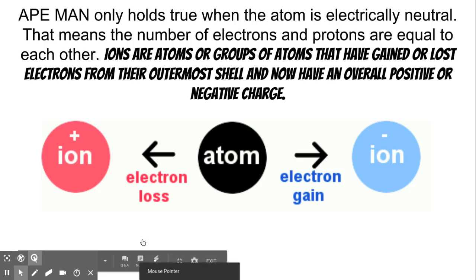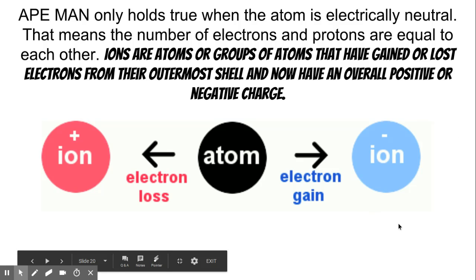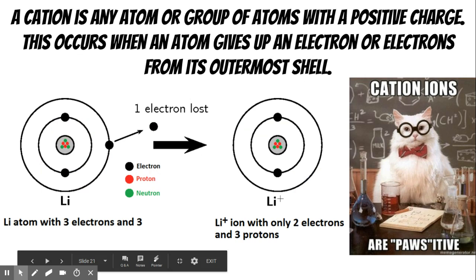If you lose electrons, you're going to have more protons than electrons. So overall, your atom will become positively charged. If you gain electrons, you're gaining negative charges. So more negative charges than positive charges, overall your ion's going to have a negative charge.